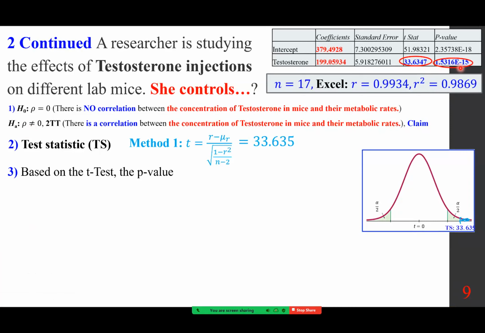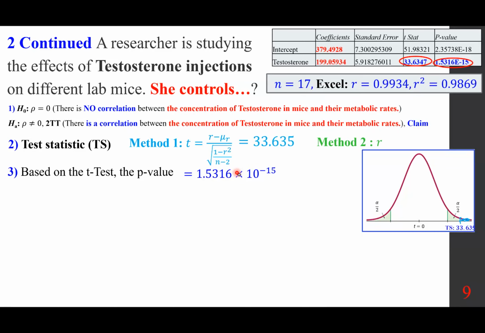1.5316 times 10 to the power of minus 15, which means from this decimal, count 1, 2, 3, 4, 5, go all the way to 50. So put 0, 0, 0, 0, 0. This is almost 0. It's less than alpha, whatever the choice of alpha may be. And the choice was 0.05, by the way. So clearly it's less than alpha.